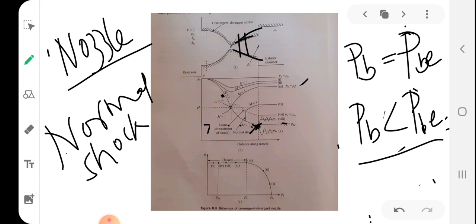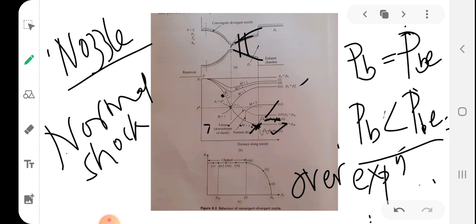This pressure corresponds to the exit plane, but the back pressure is somewhat higher than the exit plane pressure. It means again a shock should occur. This shock won't be normal anymore; it will be an oblique shock, and a compression wavefront forms, and this particular phenomenon is called overexpansion. So this is under expansion and this is over expansion. Over expansion occurs when back pressure is in between PBE and PBD. Under expansion occurs when back pressure is less than PBD.